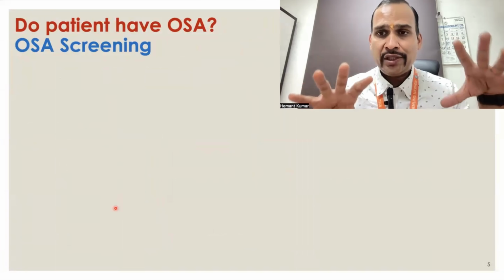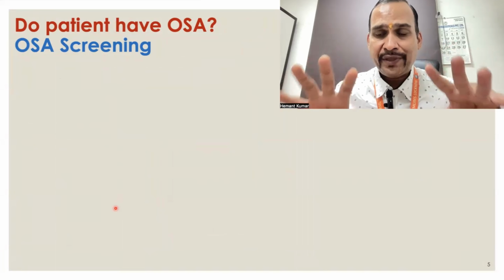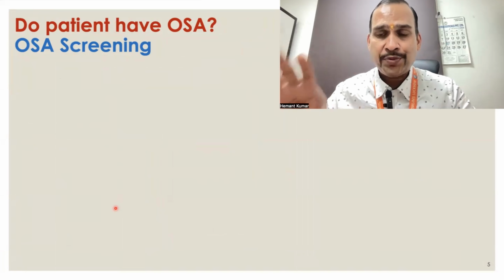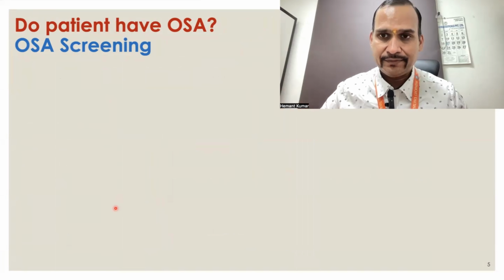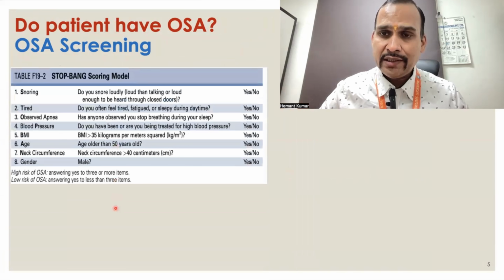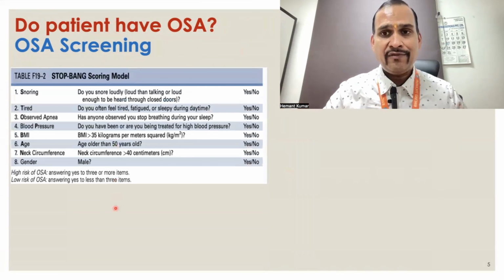So the first question is how to suspect a patient of obstructive sleep apnea. We have to do screening. Once you screen, then only you can prescribe a sleep study for that particular patient. So how to do screening? We have to ask these 8 questions to ourselves and to the patient, and we have to calculate how many risk factors are there in that particular patient. This is the STOP-BANG scoring model.